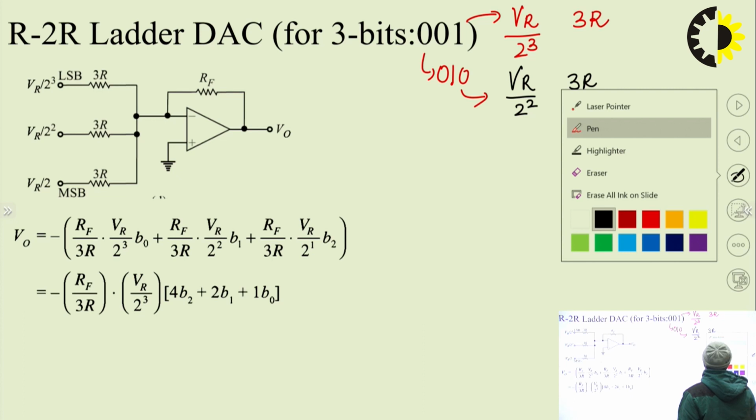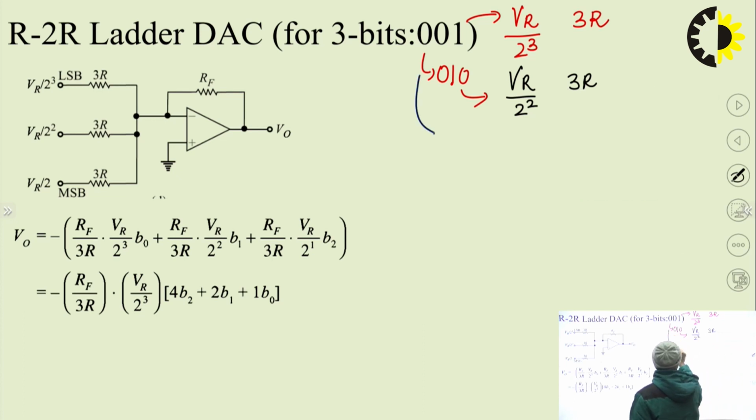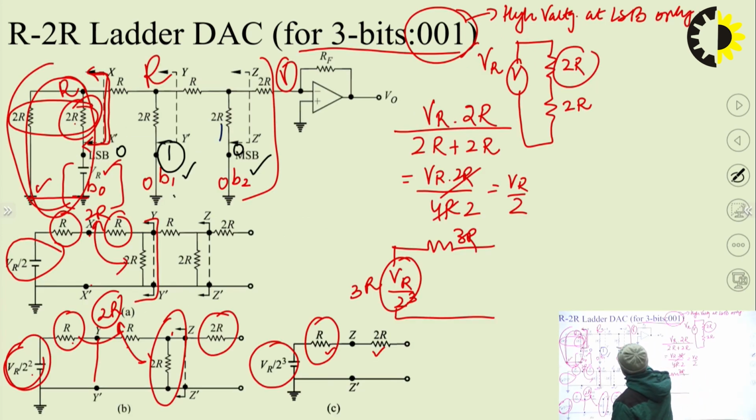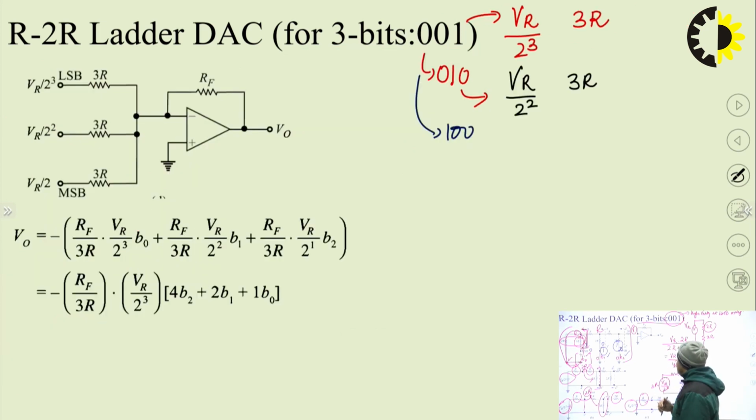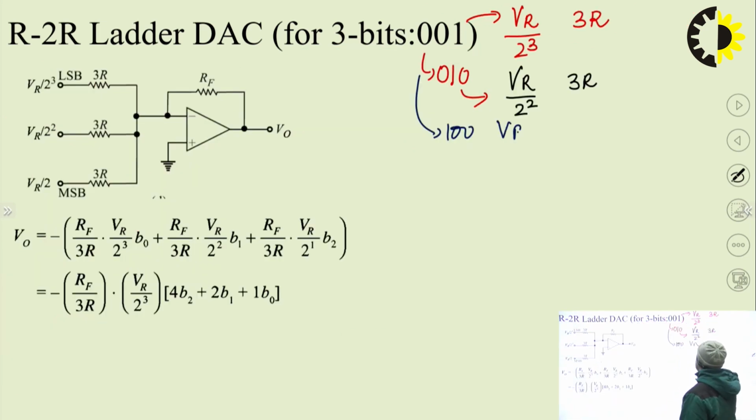Similarly, for the third case, if I consider this as 100, that means 1 is here, 0 is there, 0 is there. That means the first time voltage will be appearing here only. That means it will be divided at the ZZ interface for the first time, so it can only be divided once by 2. That means for the third case, my voltage will be VR by 2 raised to power 1 and resistance will be 3R. Okay, so these are the 3 cases which we have derived from the R to 2R structure.